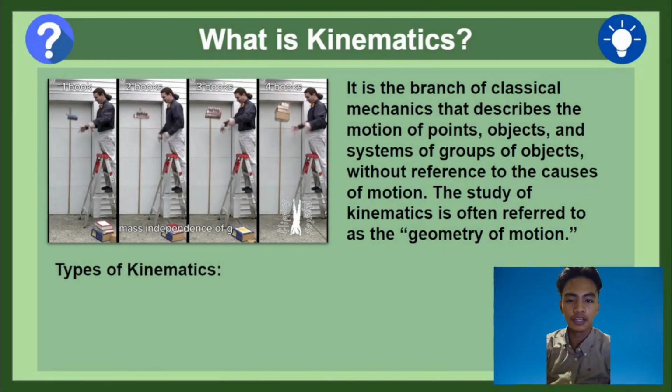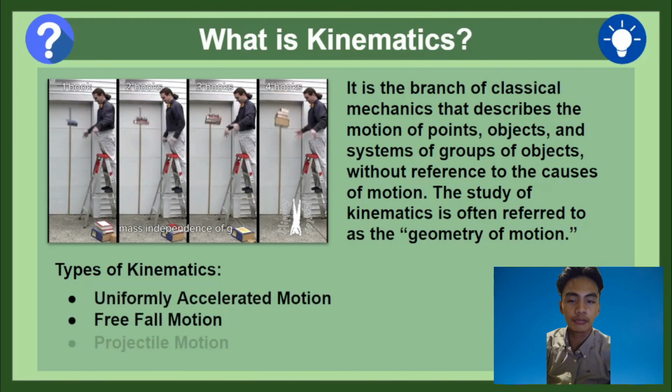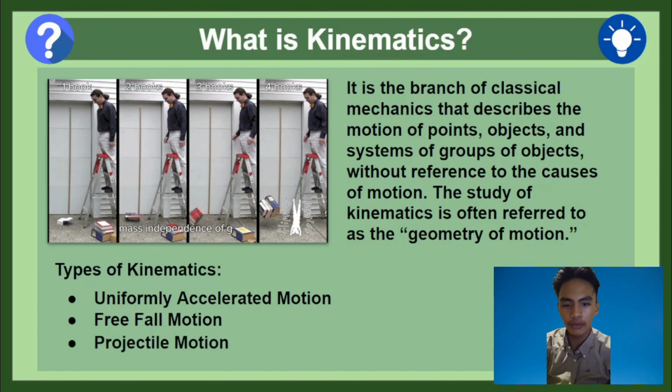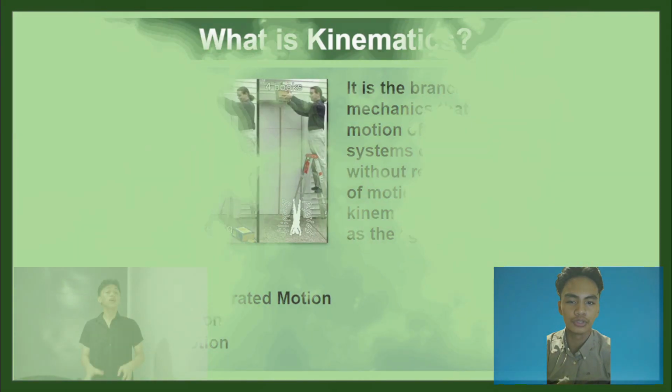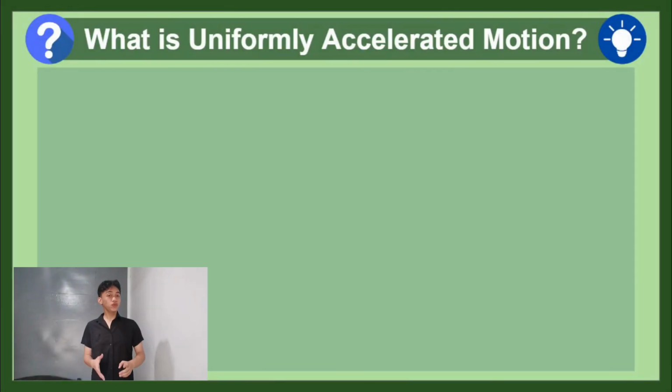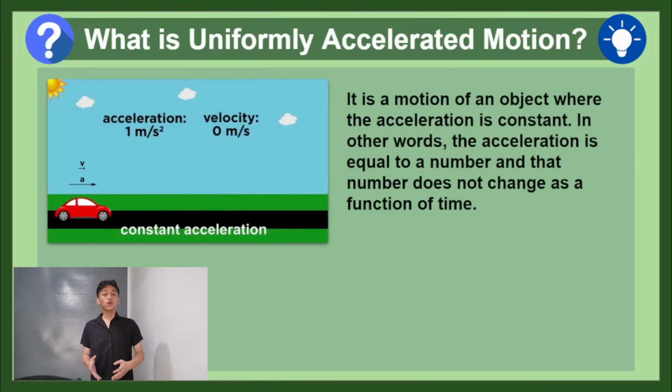There are types of kinematics, namely uniformly accelerated motion, free-fall motion, and projectile motion. However, in today's video, we are only going to focus on the uniformly accelerated motion. One can say that uniformly accelerated motion is a motion of an object where the acceleration is constant.